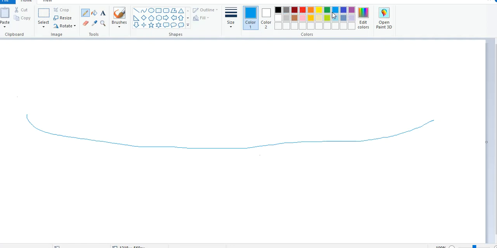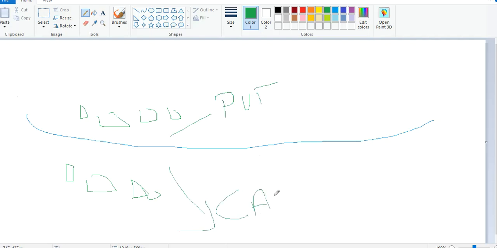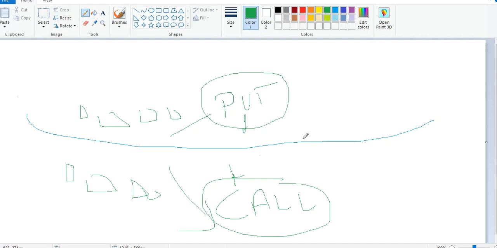Candles will form like this, above VWAP and below VWAP. Above VWAP we will scalp for put. This is the reverse: below VWAP we will scalp only for call. Clear? Here put above, here call. Very simple.